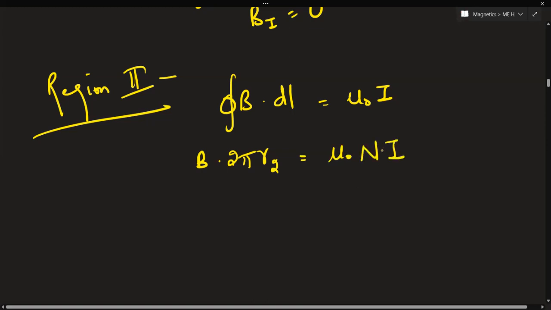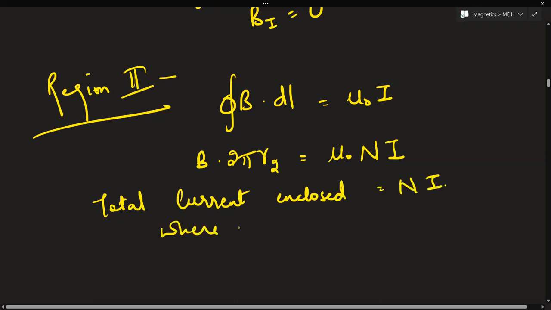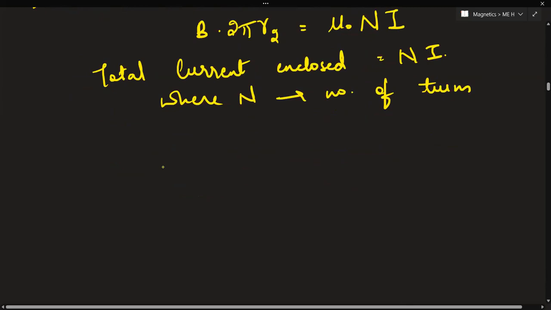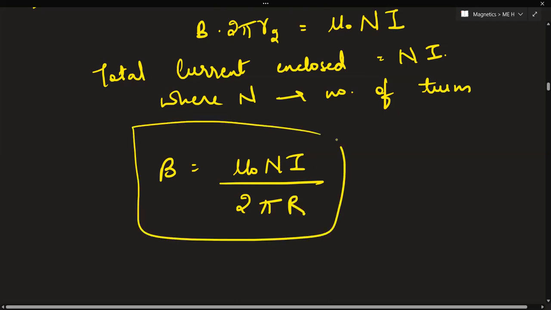If n is the number of turns, then the total current enclosed will be equal to n multiplied by I, where n is the number of turns. Now see, what is left with us? What is the magnetic field that I am obtaining? From here I am getting B equal to mu naught n I divided by 2 pi R. We won't write R2, we'll write it as R only, because you will see why there is no need to mention it separately.